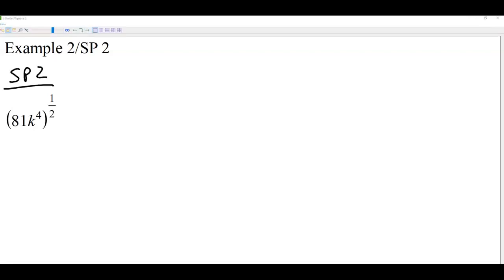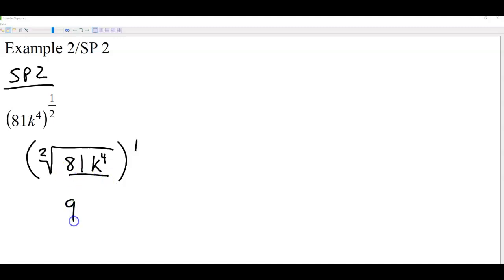For step 1, you guys, you should have rewritten it like this. Maybe you included the 2 on the outside or not. It doesn't matter. You don't have to put the 2 there. And step 2, you should have found the square root. Now, the square root of this should have come out to be 9k squared. And after you raise it to the 1st power, it doesn't change, and so your answer is just 9k squared, your final answer there. Now, I want to show you guys one more thing before you guys pack up.